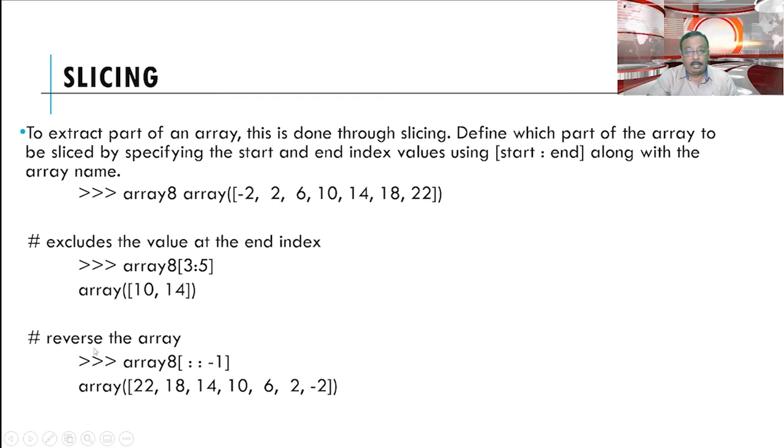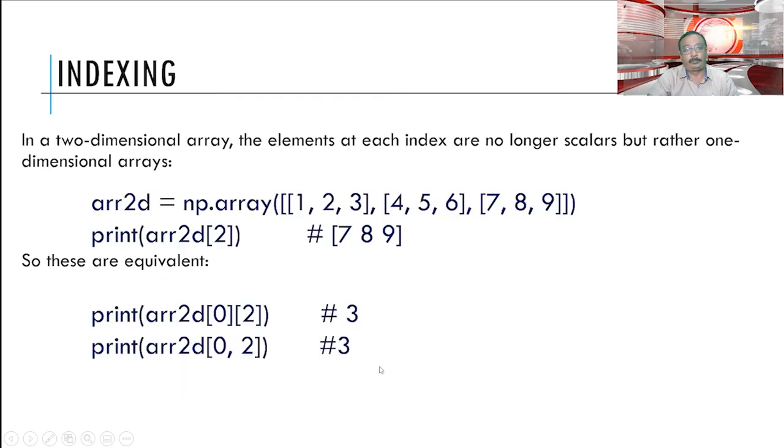And to reverse an array, the same slicing we can use for reversing an array. The same array we are displaying, array 8. Double colon means extract all the rows and columns in the reverse order. In the reverse, minus 1 means in the reverse order. So from 20 to 18, it is displaying in the reverse order.